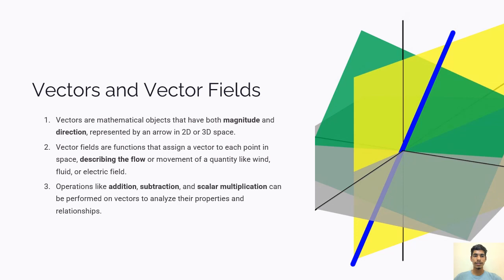Then, vectors and vector fields. Vectors are mathematical objects that have both magnitude and direction, represented by an arrow in 2D or 3D space. Vector fields are functions that assign a vector to each point in the space, describing the flow or movement of a quantity like wind, fluid, or electric field. Operations like addition, subtraction, and scalar multiplication can be performed on vectors to analyze their properties and relationships. Here, these are the vectors and vector fields.